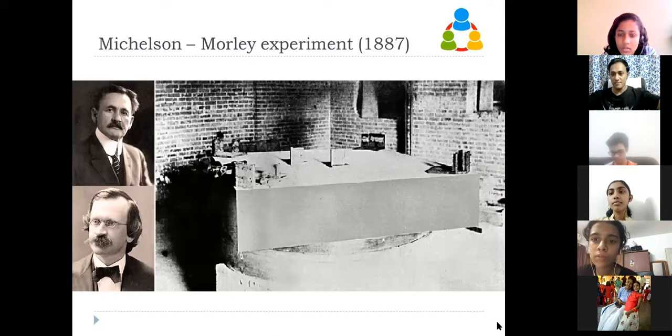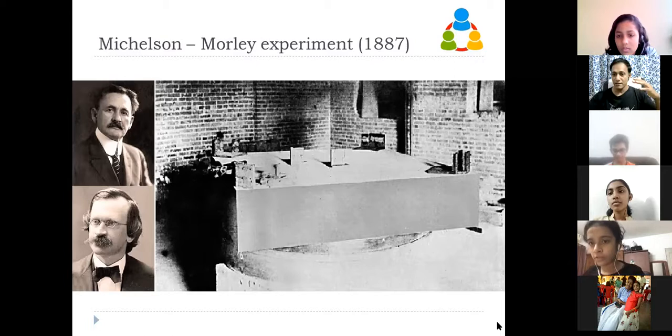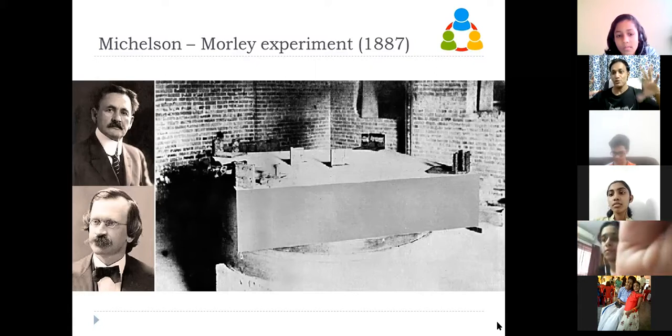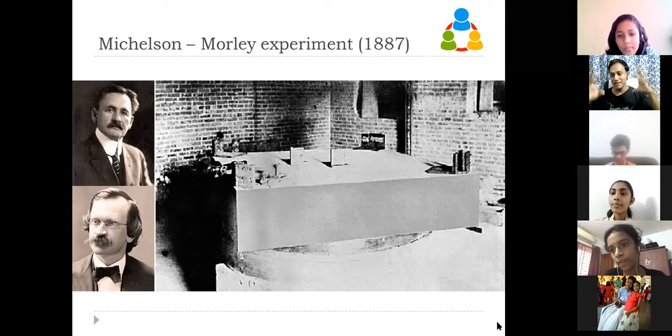If there is ether in space, and that is the space in which all these planets, stars and other things are moving, won't there be friction? Won't the ether heat up? All these questions were coming. So detecting the presence of ether became a very important thing in the 18th and 19th century in science.